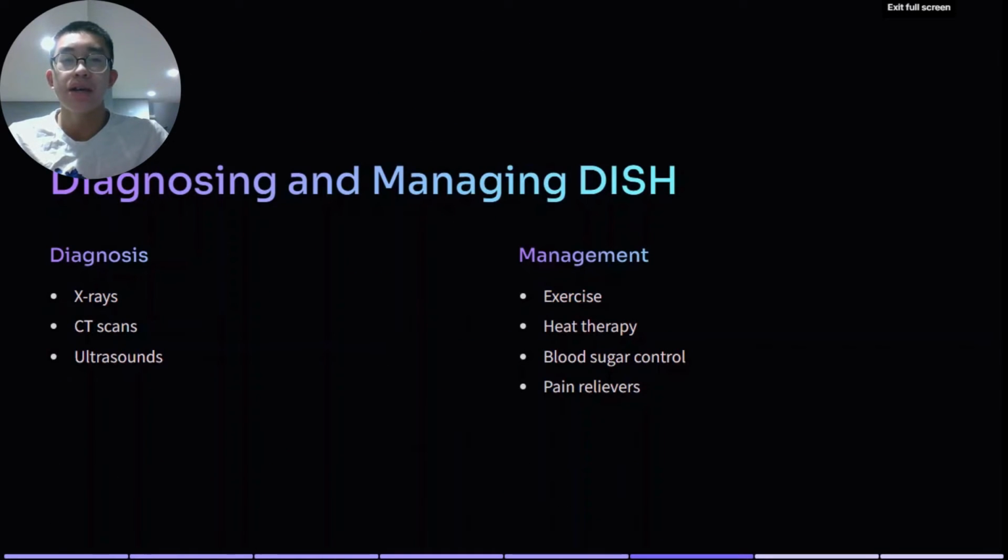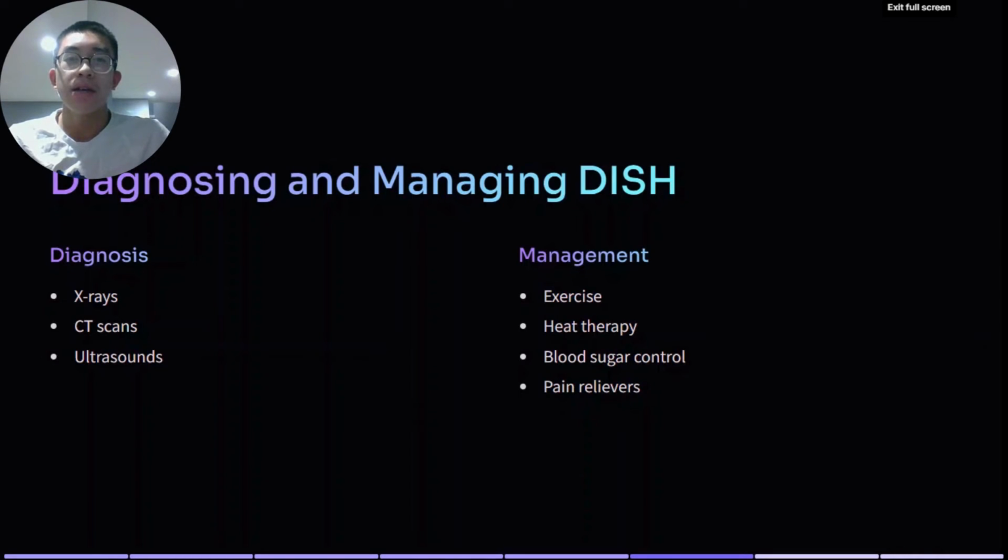Now, how do you diagnose and manage the dish disease? Since this is a chronic disease, and there is no immediate treatment since the primary cause of this disease is unknown, we can only have preventions and management. But first, you have to diagnose it, and you do this through x-rays, CT scans, and ultrasounds, but you can also do this through MRI scans.